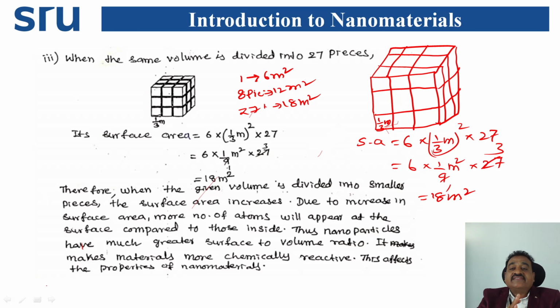The bulk material is divided into small pieces. Increase in surface area to volume ratio. The increase in surface area to volume ratio gives different properties to nanomaterials. So the bulk material is divided into a number of pieces. The surface area of the particles increases. It also gives different properties to nanomaterials.